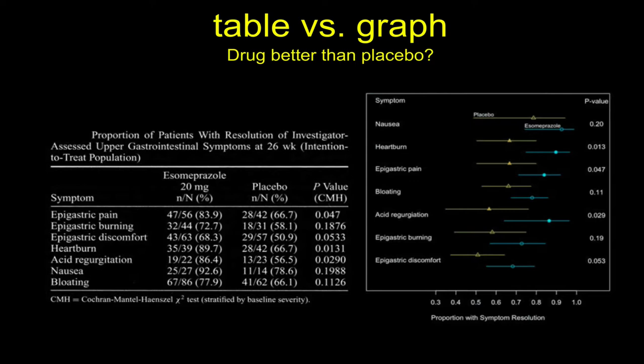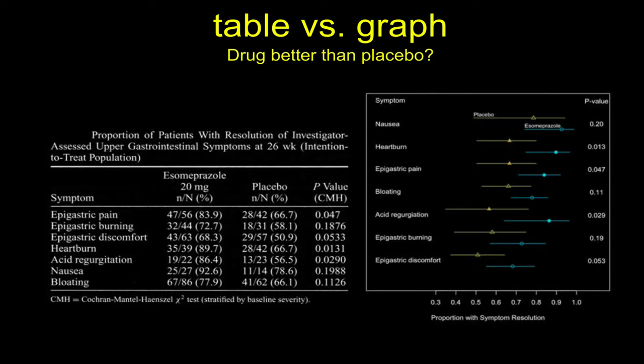So this is the sample size. For example, we're looking at epigastric pain on the first line there. And we're saying, hey, 47 times out of 56 did we have resolution of our pain with regards to this particular type of pain. And that's 83.9%. Okay, that's in parentheses. And then the placebo did 28 over 42. That translates to 66%. You know, da, da, da, da. Then we have the statistical test over there.